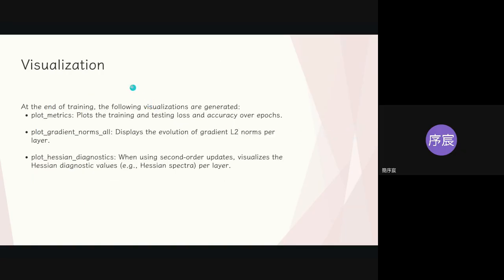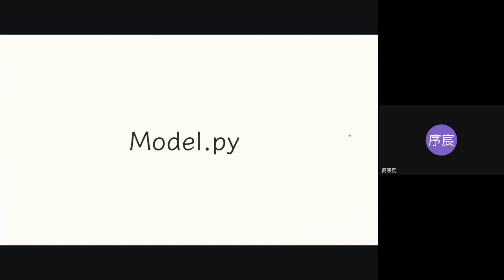And finally, it will show the visualization, which includes 3 parts. One part is the metrics of the losses, which include training losses and testing losses, and the accuracy over epochs. And then it will have the gradient norms, and also the Hessian diagonals. Yep, that's an overview of main.py. And next is model.py.